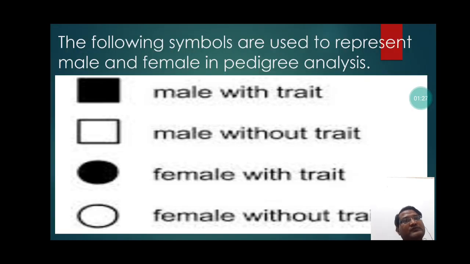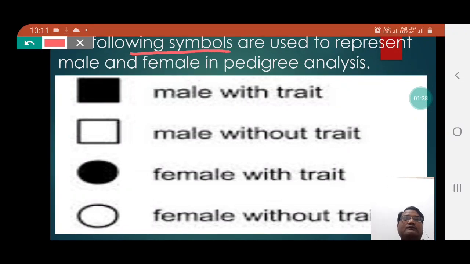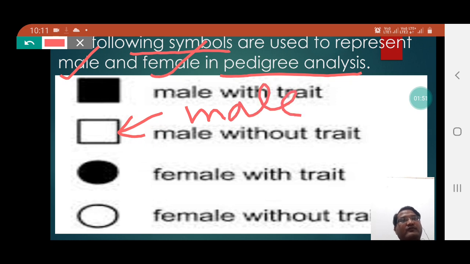The following symbols are used to represent male and female in pedigree analysis. Students, the symbols used for male and female are very important in pedigree analysis. Generally for males we use the symbol of a square, whereas for females we use the symbol of a circle.